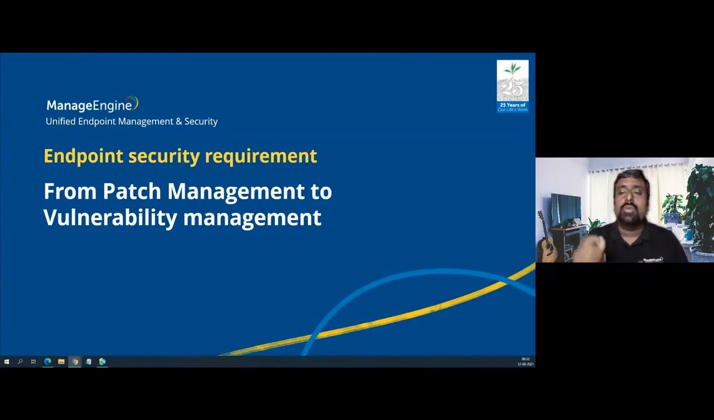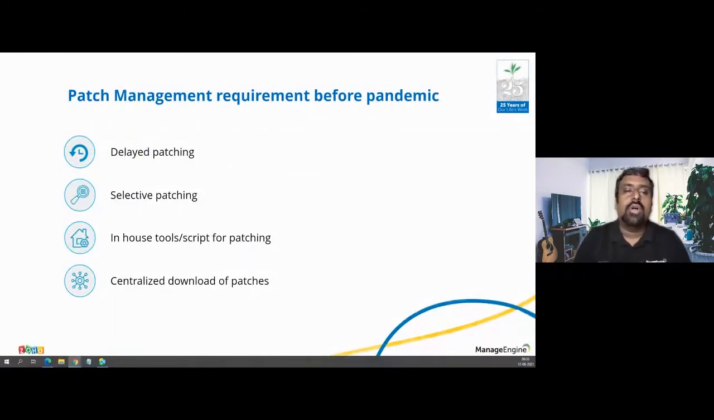So, continuous vulnerability assessment. Previously, you could have delayed patching, selective patching, and probably an in-house tool that could go for patching as well, and a centralized download for patches. These are some of the methods by which patching takes place. You have a centralized download for everything, you distribute it, you don't worry about the bandwidth, or you only worry about it at a data center level or at different office levels. You all had a centralized download from which you distributed to these endpoints.